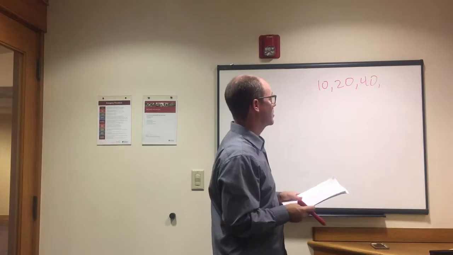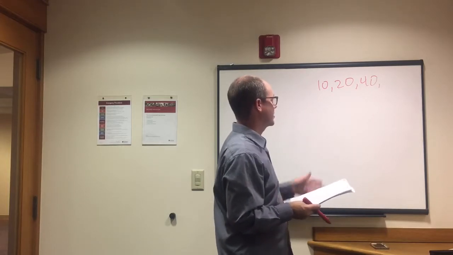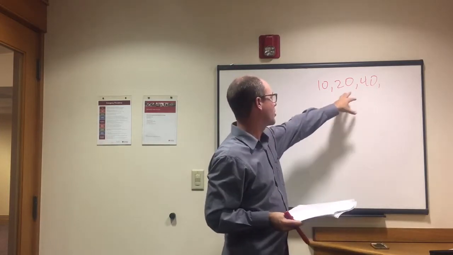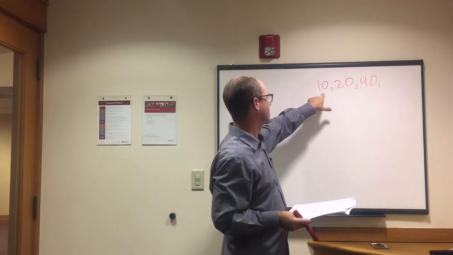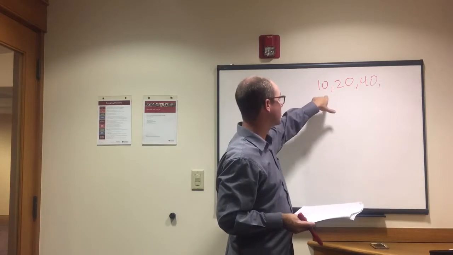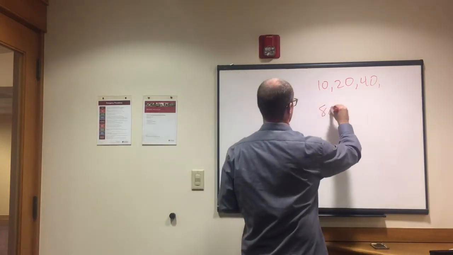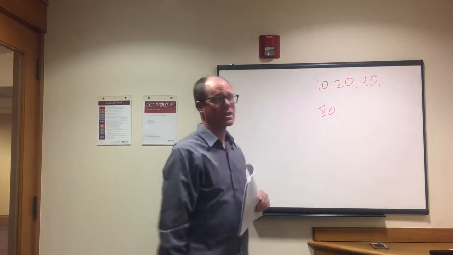Right? So sometimes people will see this and they'll think the next number is 60 because they see 20, 40. Right? But that's really not correct. It's not increasing by 20 every time. Right? It didn't increase by 20 from 10 to 20. It multiplied by 2. So the next number is 80. Right? Because 40 times 2 is 80.